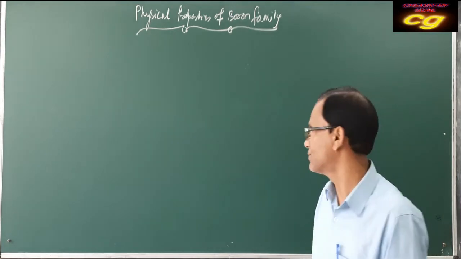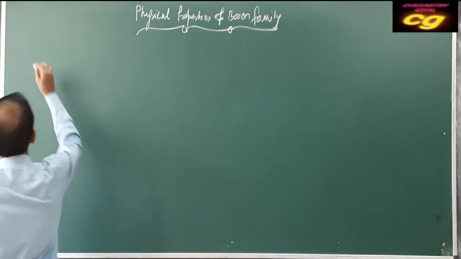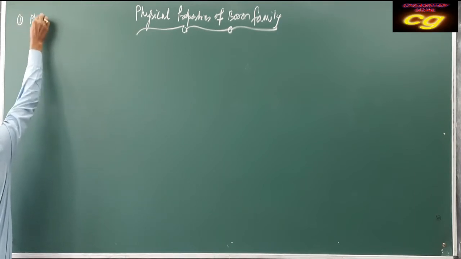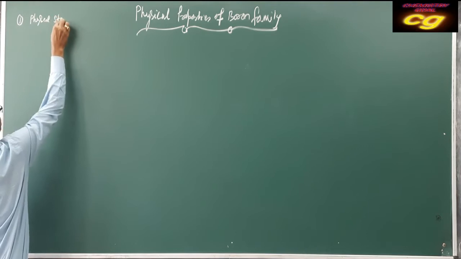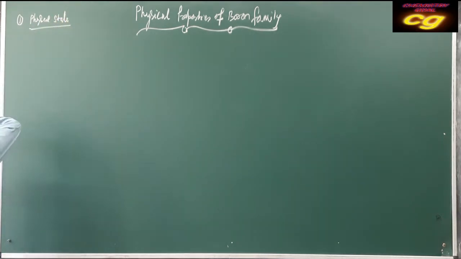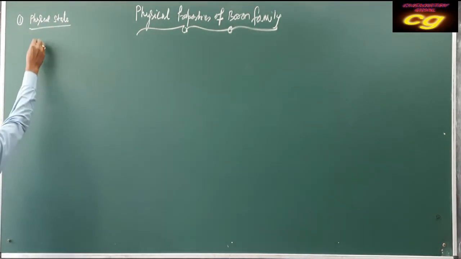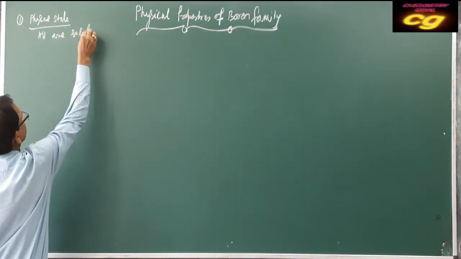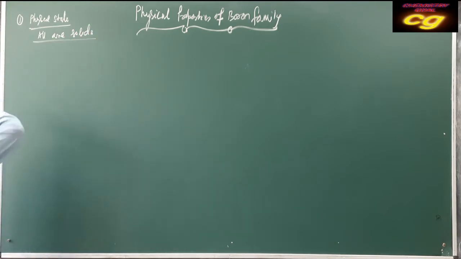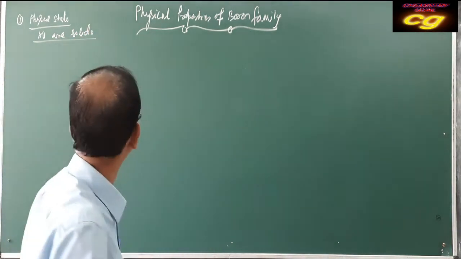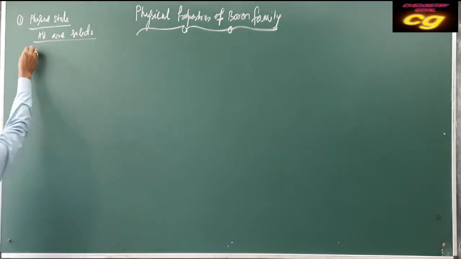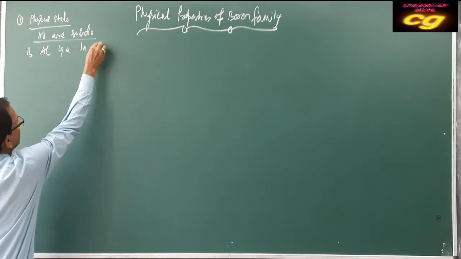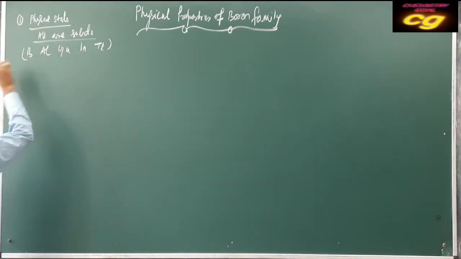Let us discuss. First is physical state. All of the boron family are solids. Boron, aluminum, gallium, indium, thallium. All are solid.